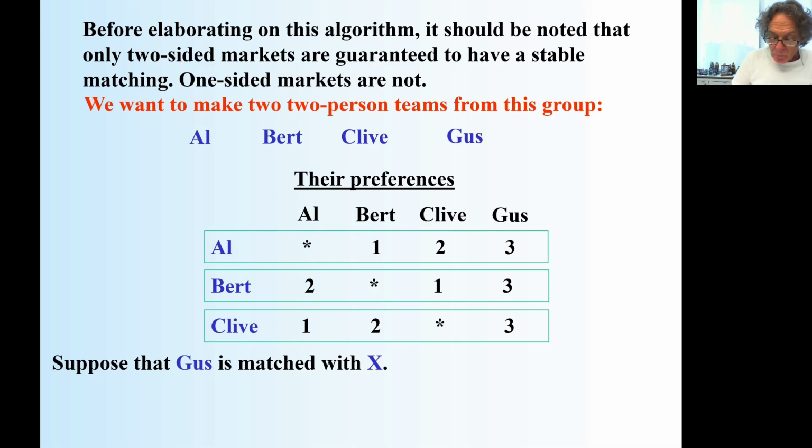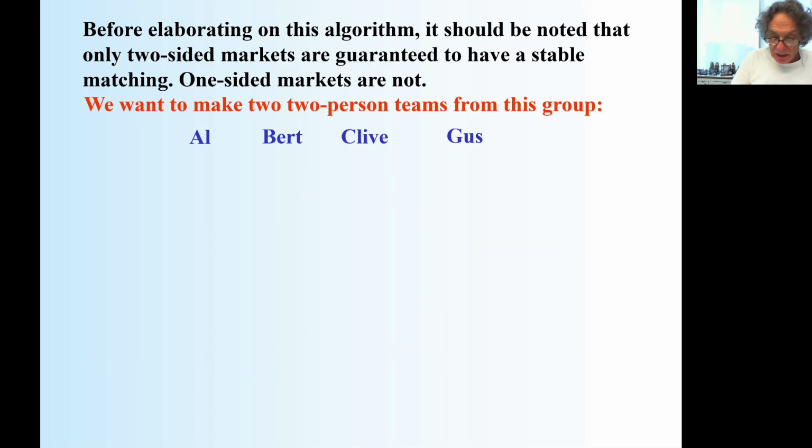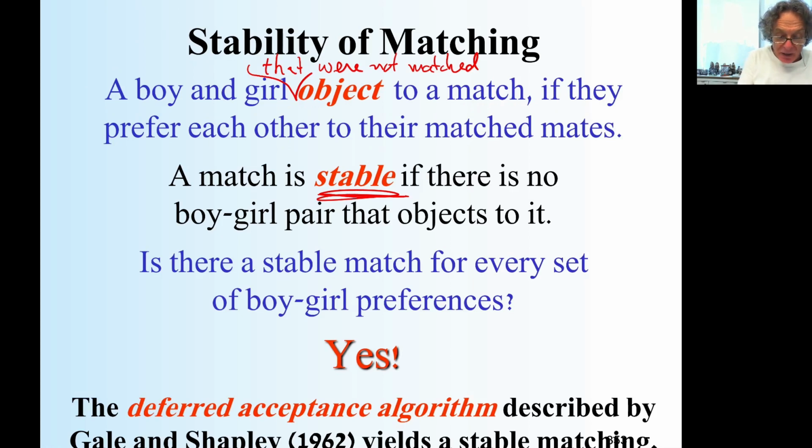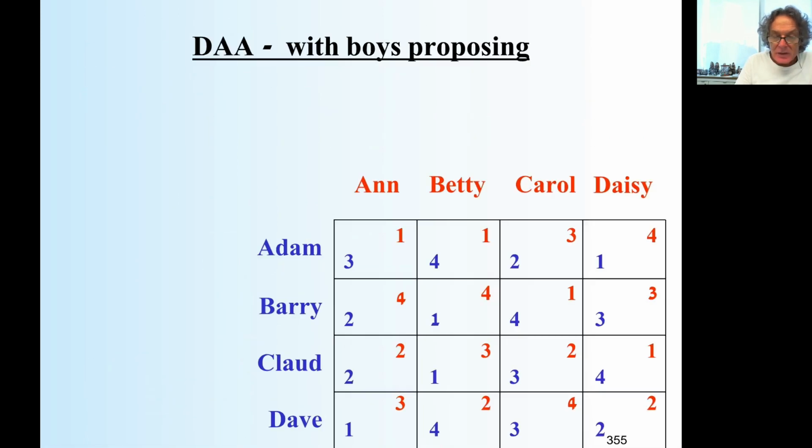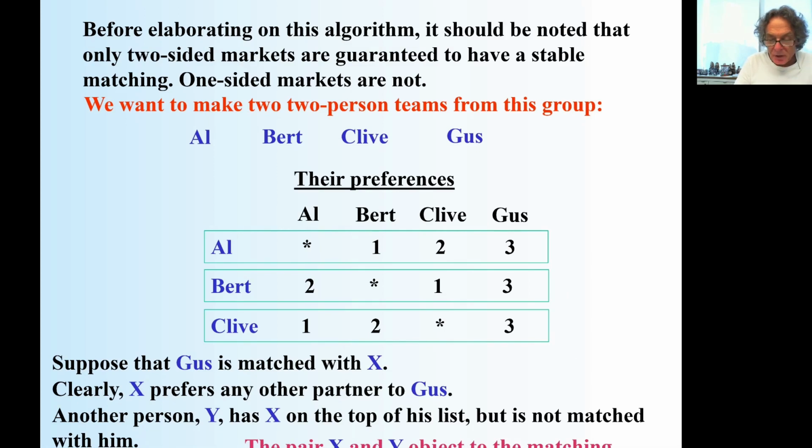So Gale and Lloyd Shapley proved that there is always a stable matching if we have two-sided markets: boys and girls, doctors and hospitals, this joint set of people, or employees and employers. The example explains it exactly, but I don't want to push that much.